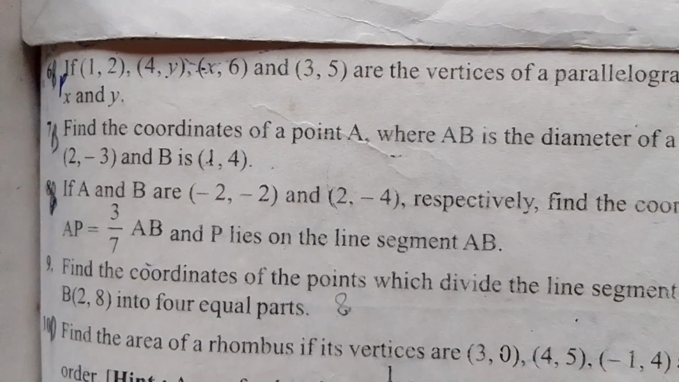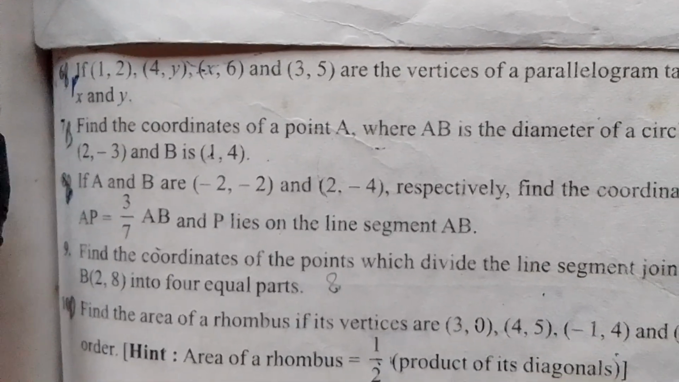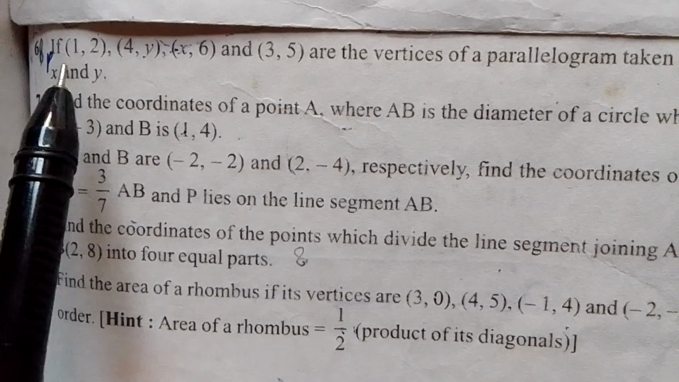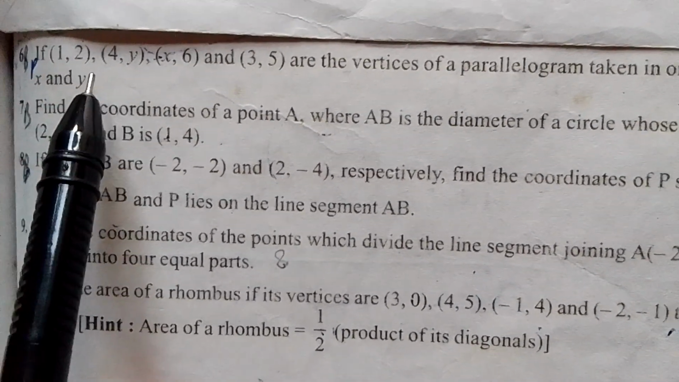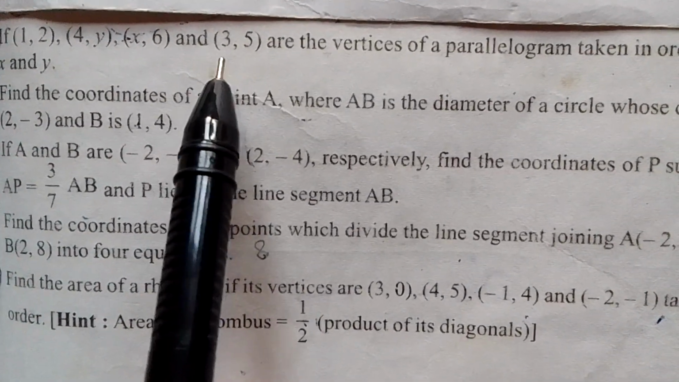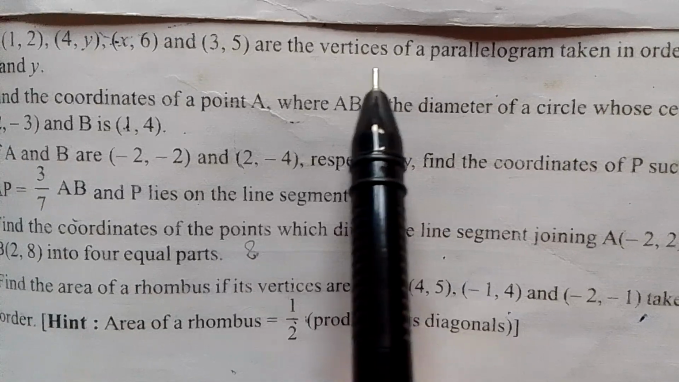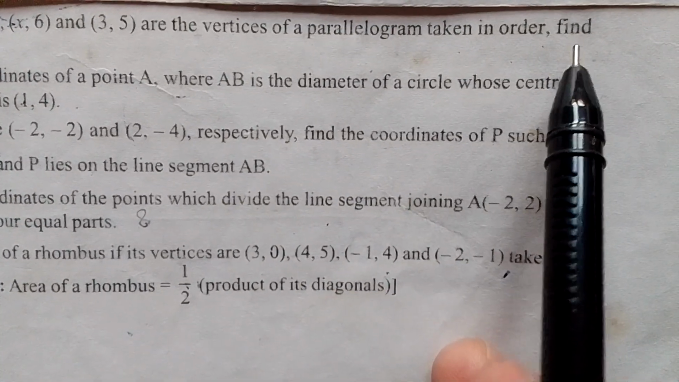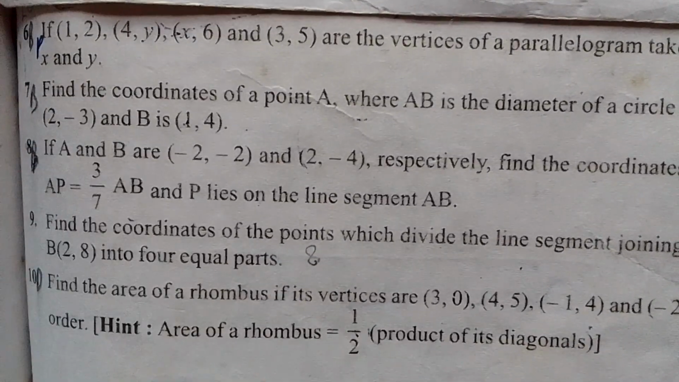Now we will do question number 6 of exercise 7.2, coordinate geometry. The question is: if (1, 2), (4, y), (x, 6) and (3, 5), these 4 points, are the vertices of a parallelogram taken in order. We have to find x and y.